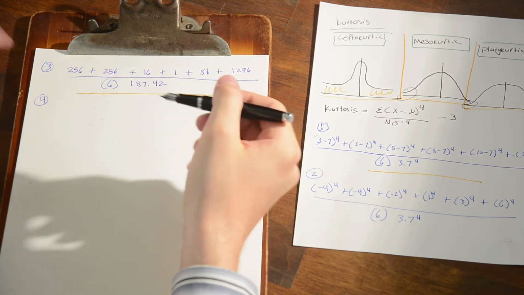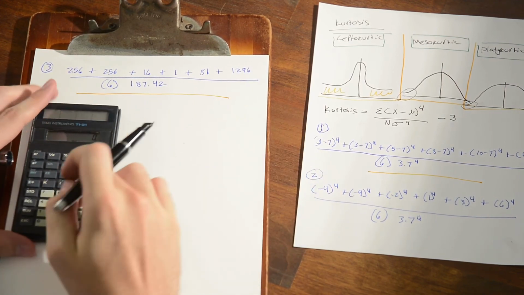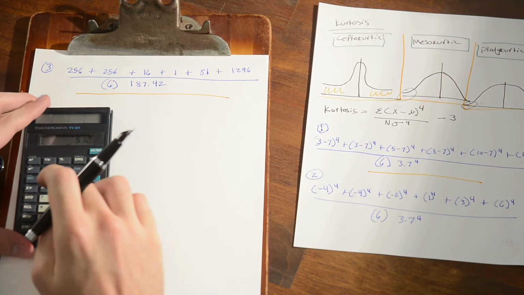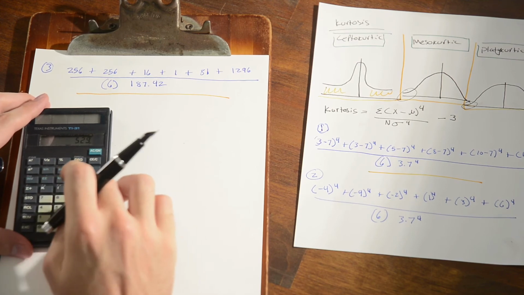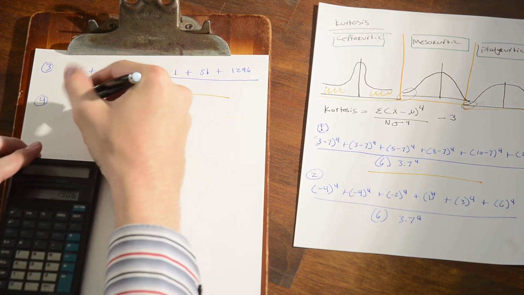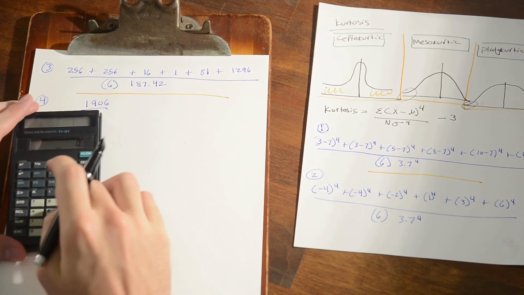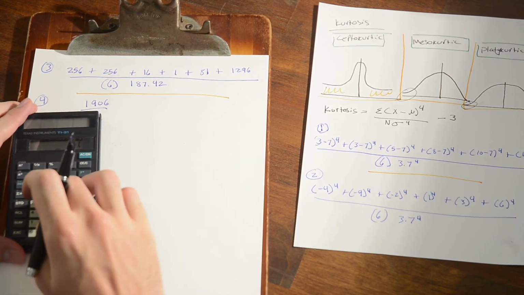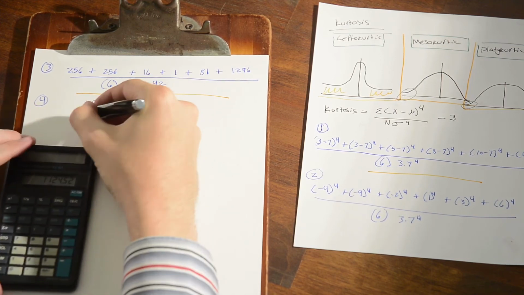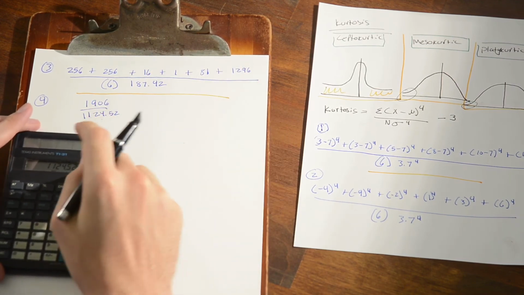In step 4, we're going to add our numerator and multiply our denominator. So we're going to have 256 plus 256 plus 16 plus 1 plus 81 plus 1,296 is equal to 1,906 over 6 times 187.42 is equal to 1,124.52. So we get to keep all of that.